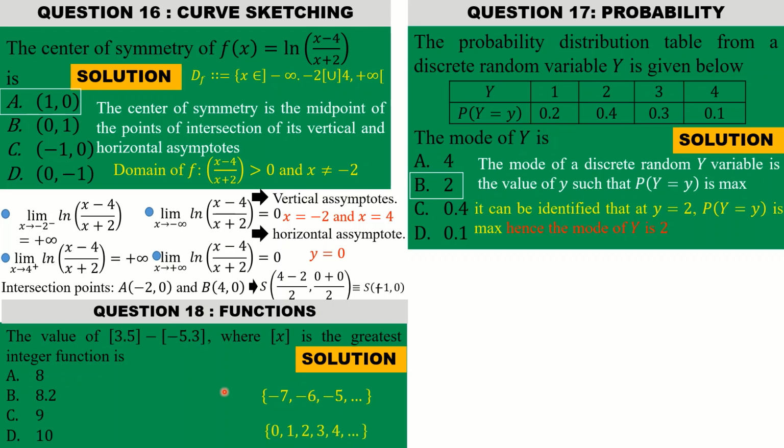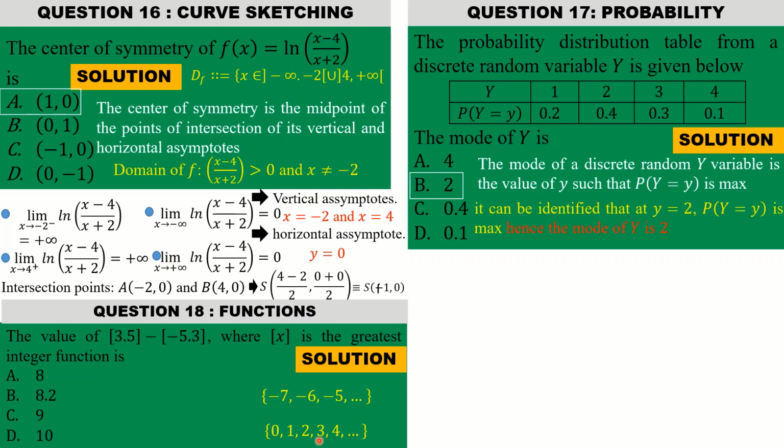Next, the greatest integer of 3.5. 3.5 is between 3 and 4. So it is the greatest integer that is less than 3.5, and since 3.5 is between 3 and 4, that integer is 3.